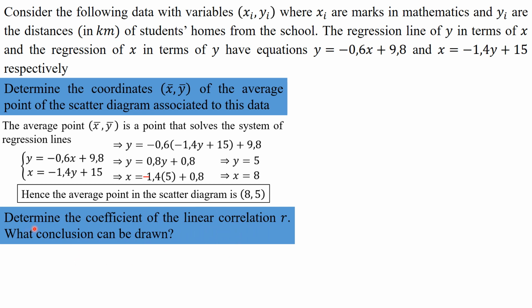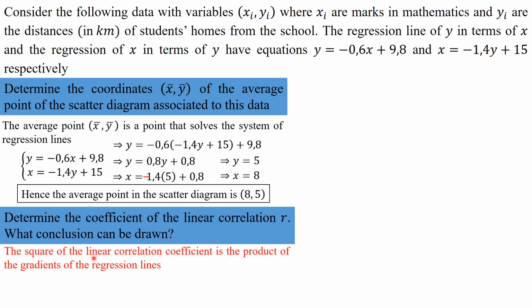Alright, the next part is asking us to determine the coefficient of linear correlation r and the conclusion we can draw. So the square of the linear correlation coefficient is the product of the gradients of the regression lines. The first regression line, x depending on y, has gradient negative 0.6. The second regression line, y depending on x, has gradient negative 1.4. So according to the definition, we have r squared equal to the product of those two gradients. So we have negative 1.4 times negative 0.6, so r equals plus or minus the square root of 0.84.